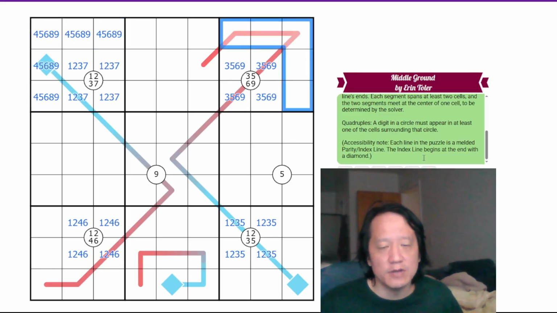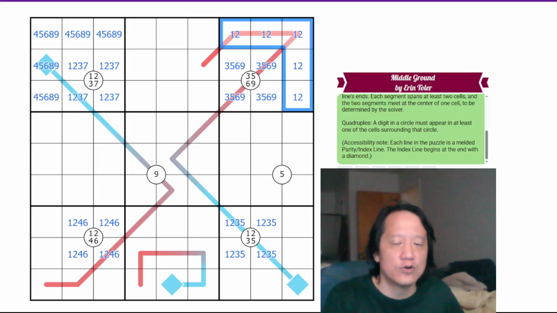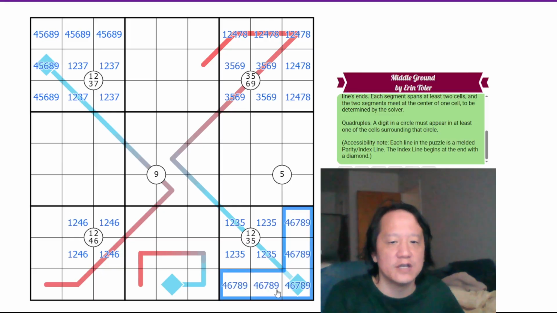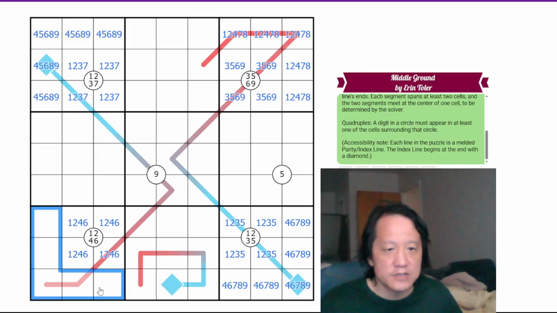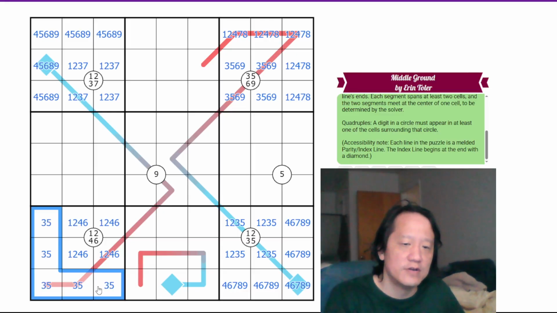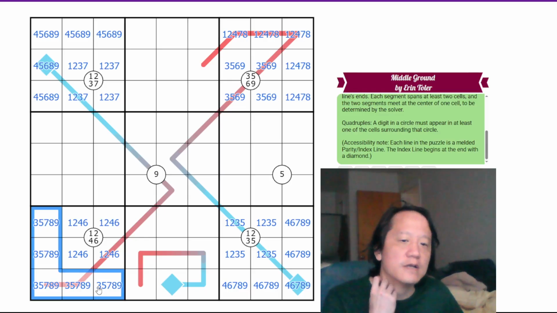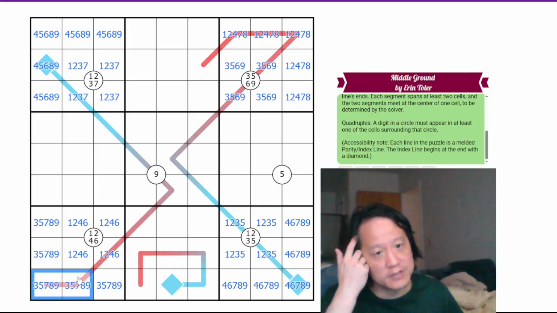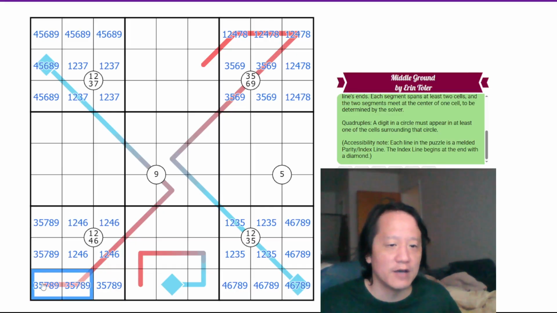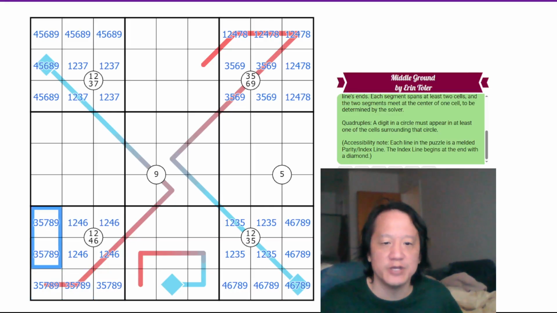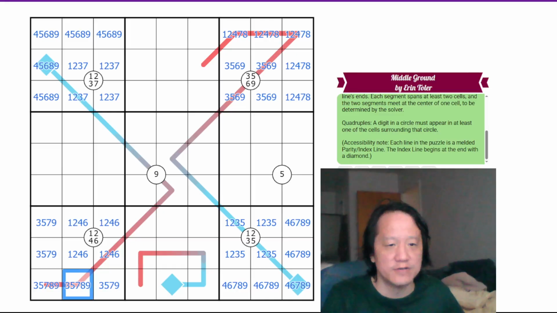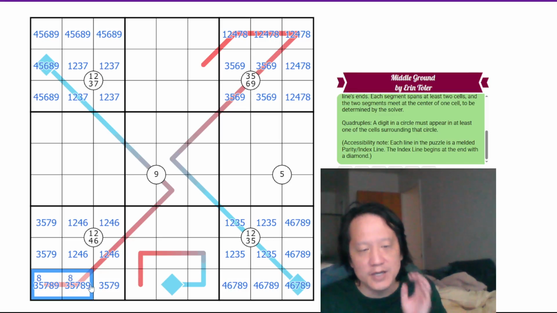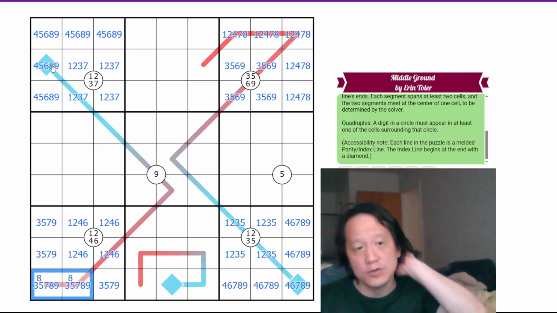These digits have to be 1, 2, 4, 7, 8. These digits are 4, 6, 7, 8, 9. These digits are 3, 5, 7, 8, 9. Well, we know these two have to be opposite parities, and we only have one even digit here, so that has to be an 8, which eliminates 8 in the rest of the box, and we have a guaranteed 8 here, because we know this has to be a parity line for the first two.